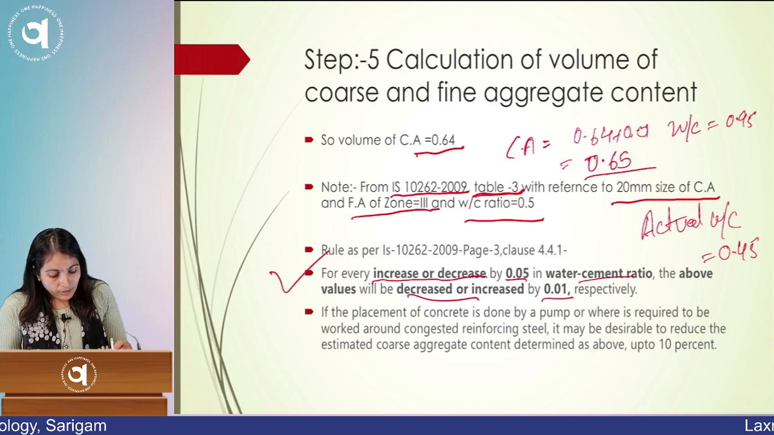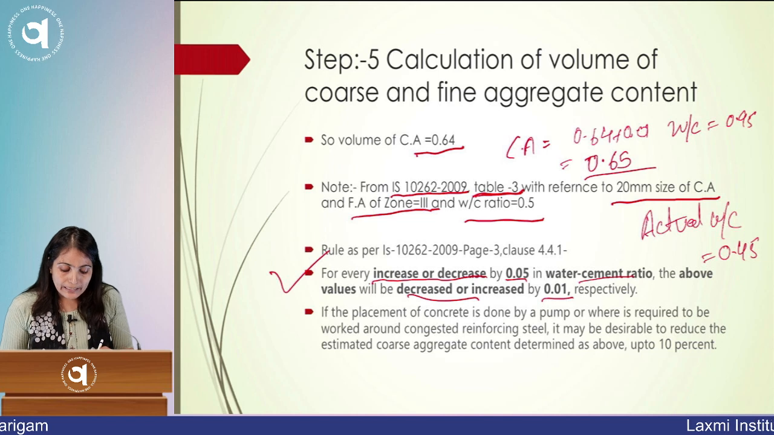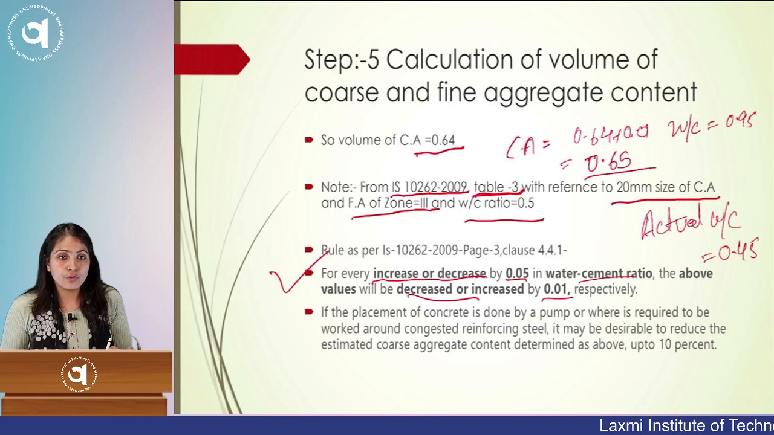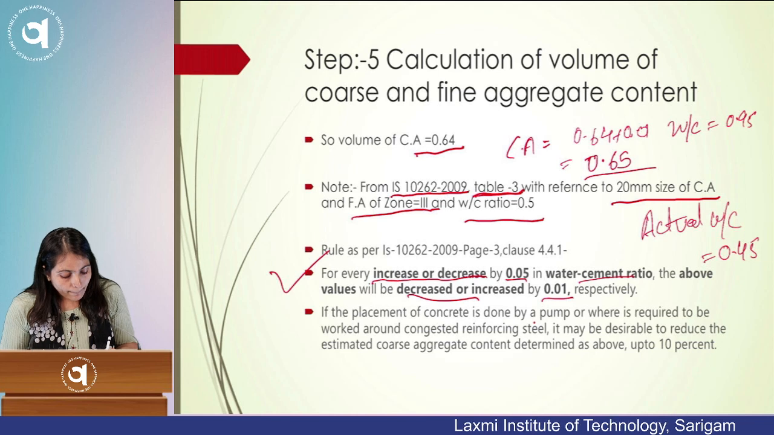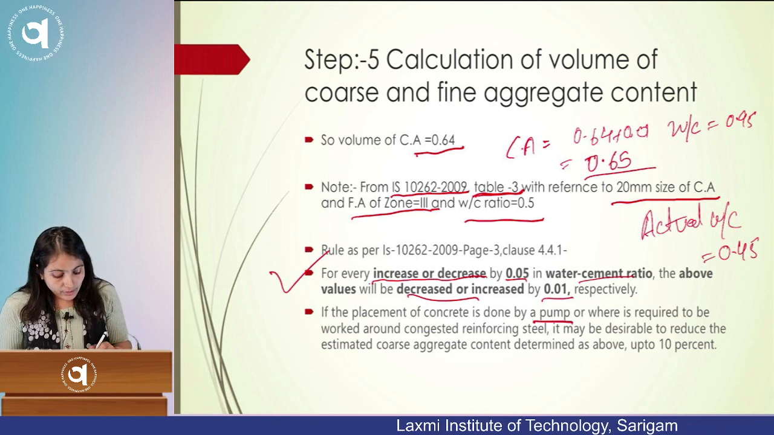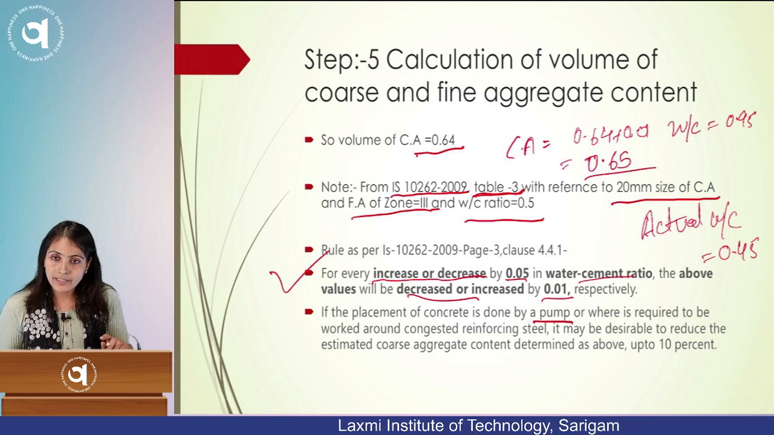Now there is another rule: if the placement of concrete is done by pump, or where it is required to work around congested reinforcing steel, it is desirable to reduce the estimated coarse aggregate content determined as above by up to 10%. So you understood? If you are using a pump, meaning pumpable concrete, then you have to decrease your coarse aggregate by 10%.